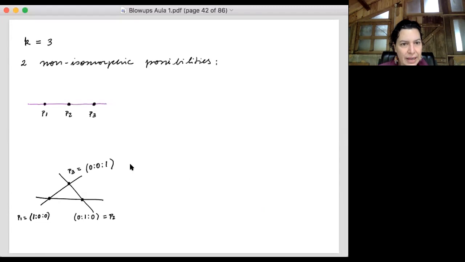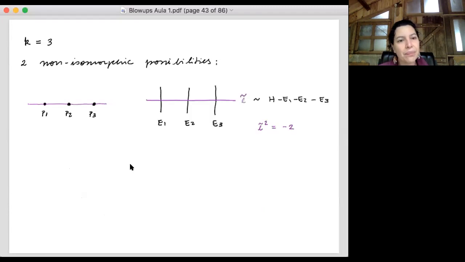So in the first case, we can look at the strict transform of the line that passes through the 3 points. This is what I'm calling L tilde. And you can compute again, using the intersection form on the blow-up, the self-intersection of L tilde, and you will get that this is -2. Again, in this case, of course, this is not a -1 curve, so we cannot contract it to a smooth curve.